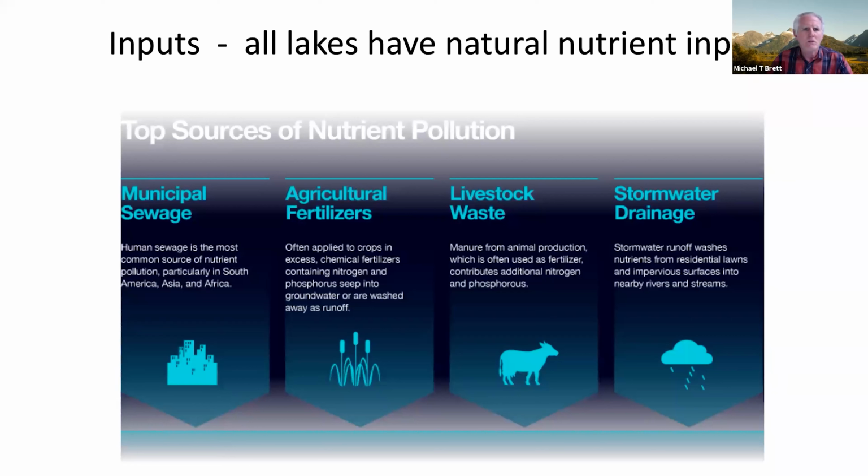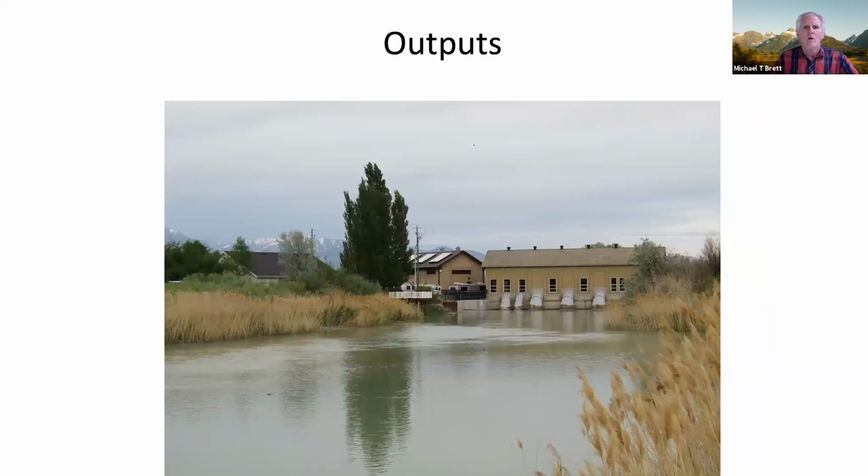The top anthropogenic sources of nutrients to lakes around the world are treated and untreated municipal sewage, agricultural fertilizers, waste from animal livestock feed operations, and, when you're in more urban areas like the eastern shore of Utah Lake, stormwater drainage can sometimes be a very important source of nutrients.